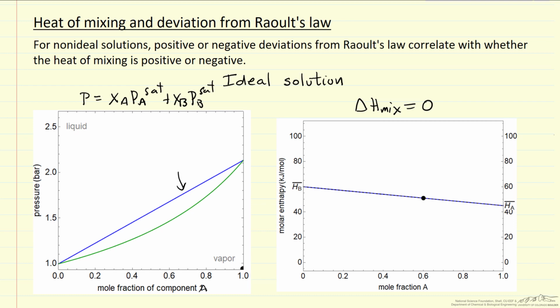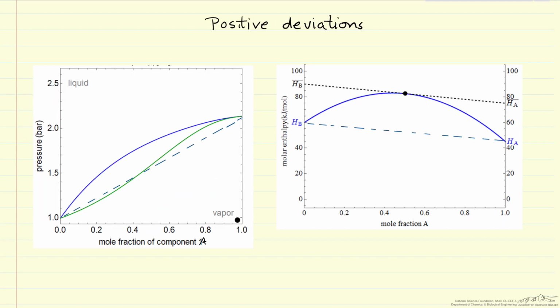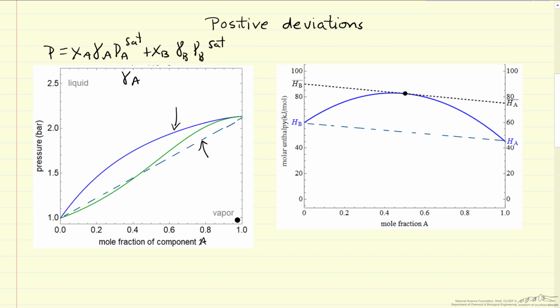So let's first look at positive deviations. By positive deviations, we mean the bubble pressure, this curve, is above the ideal, the Raoult's law curve. And so that means the pressure is x_A gamma_A P_A sat, and of course x_B gamma_B P_B sat. So positive deviations mean gamma_A and gamma_B are greater than 1.